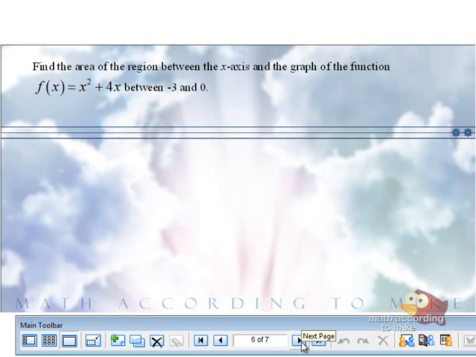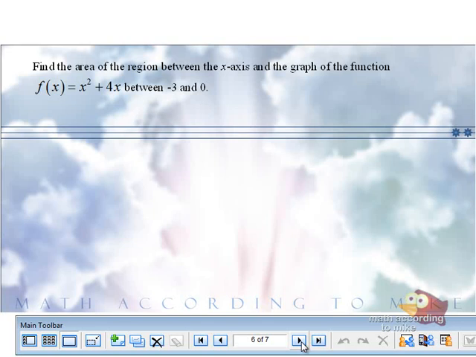Find the area of the region between the x-axis and the graph of the function x squared plus 4x between -3 and 0. All right. These next two examples are preludes to the next section. Since we are finding the area, you can't really have a negative area. So that's where it gets a little bit tricky.